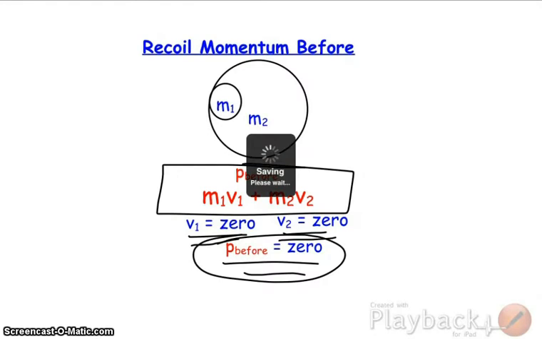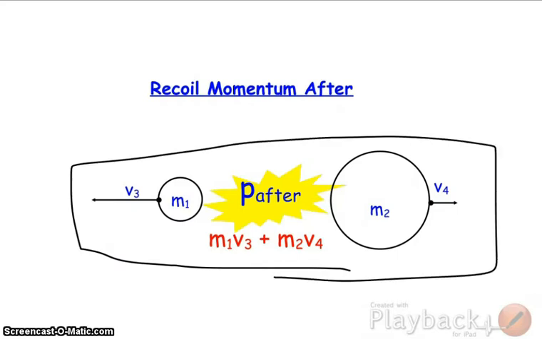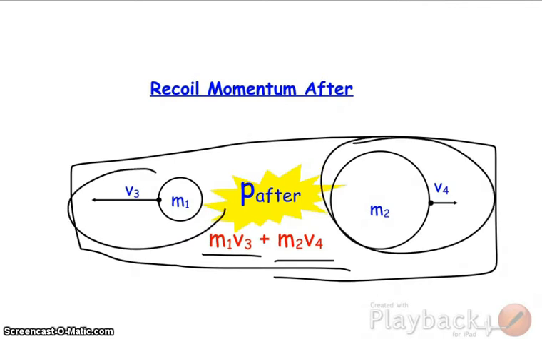And then something happens and it explodes, blows apart. A lot of times we have a gun and we have the bullet and the recoil, or 2 things in space starting at rest and pushing off from each other, or something along those lines. And then you have the after. The after is the exact same thing as the after for an elastic collision. m1v3, m2v4. So you just have the momentum of each of the objects after.